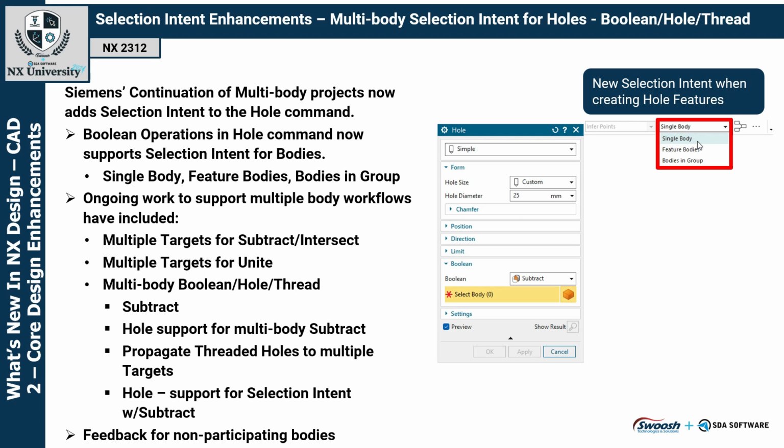Also, there is ongoing work to support multi-body workflows, and that includes multiple targets for subtract and intersect, multiple targets for unite commands, multi-body Boolean hole and thread commands, such as subtract, hole support for multi-body subtractions, the ability to propagate threaded holes to multiple bodies or targets now, holes support for selection intent with subtract commands. Also, there is feedback for non-participating bodies as well.